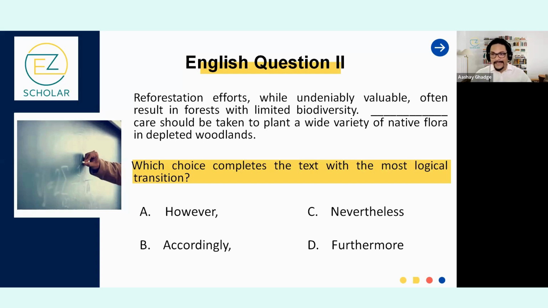Accordingly, a lot of you are saying B in the chat is the correct answer here. Accordingly is in the same family as therefore or as a result. So you're saying reforestation efforts are good, but they result in forests with limited biodiversity. Therefore, you should plant a wide variety of native flora in depleted woodland, so the problem that reforestation efforts lead to wouldn't occur. Right? So yes, accordingly is the right answer. Well done to a lot of you.